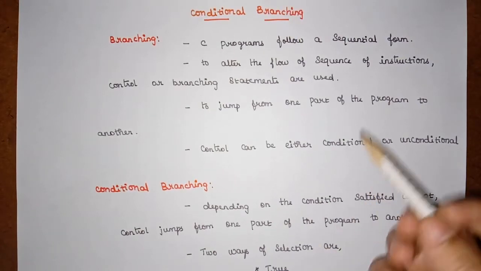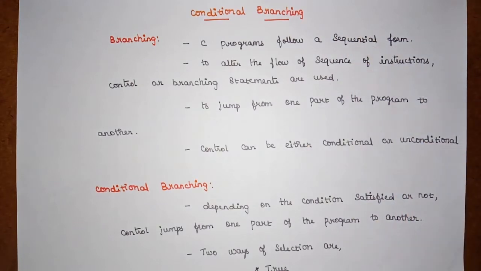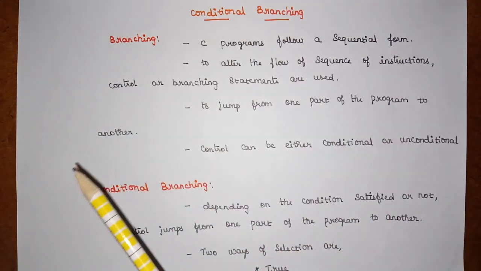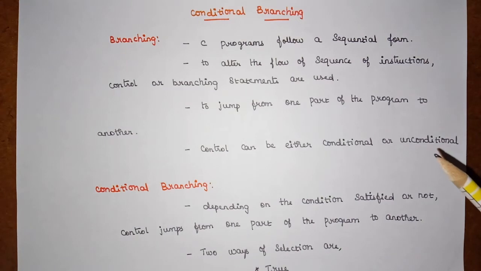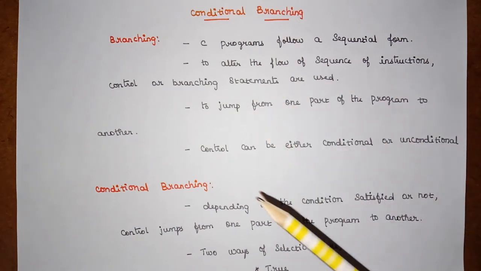Here we are going to discuss conditional branching statements. Generally we know a C program follows a sequential order. That is, whenever we are executing a C program, execution happens in a sequential way, one after another, right? But when we are saying branching, this alters the flow of the sequence of instructions, and that is why we are going for branching statements, or we can say control statements.